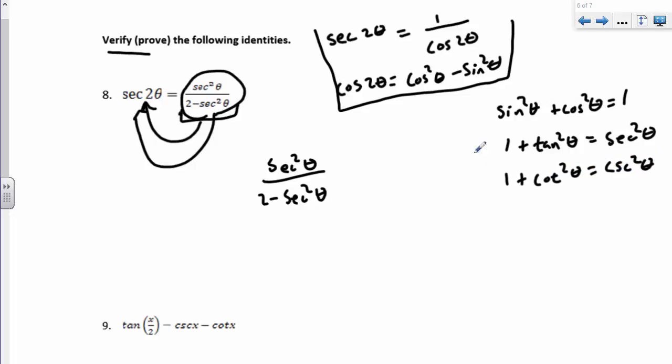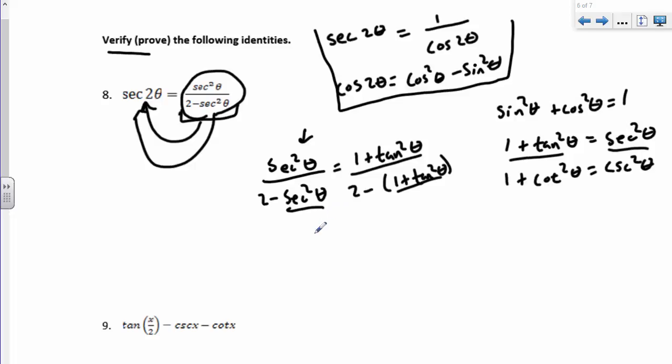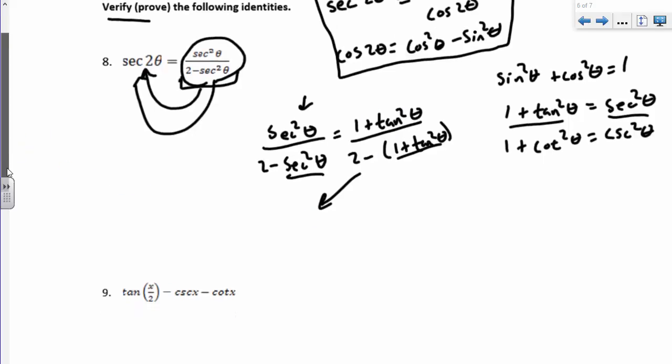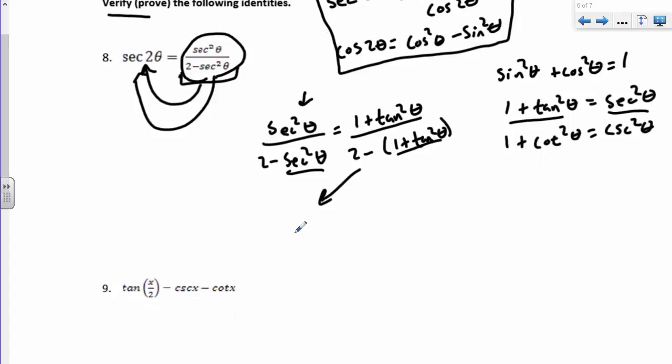That's the third. Alright, I see secant squared theta right here on top, and I know that's the same thing as this, so I can rewrite it as being that. I can actually say this is 1 plus tangent squared theta on top, and what I have here on the bottom is 2 minus 1 plus tangent squared theta, because 1 plus tangent squared theta is the same thing as secant squared theta. I just told you that right here. Alright, so we're going to move from here down this way. I'm going to convert everything into sines and cosines. This is not a bad trick if you ever get stuck on a problem like this.